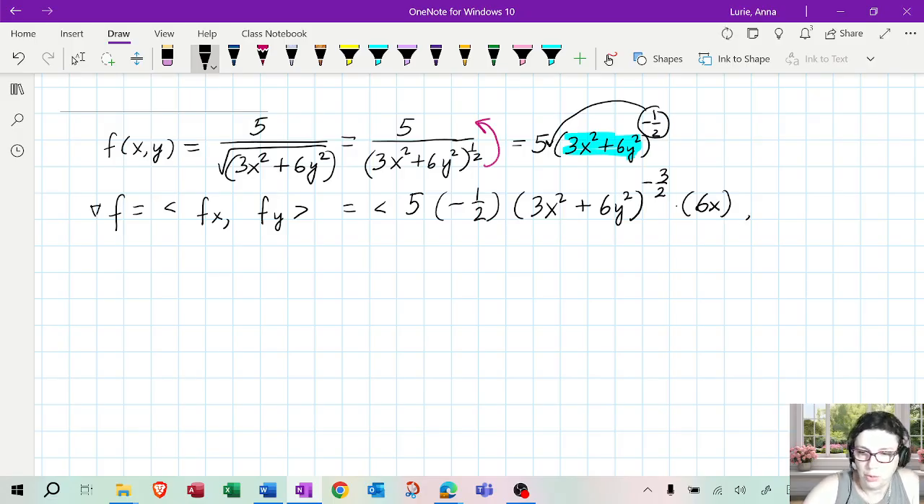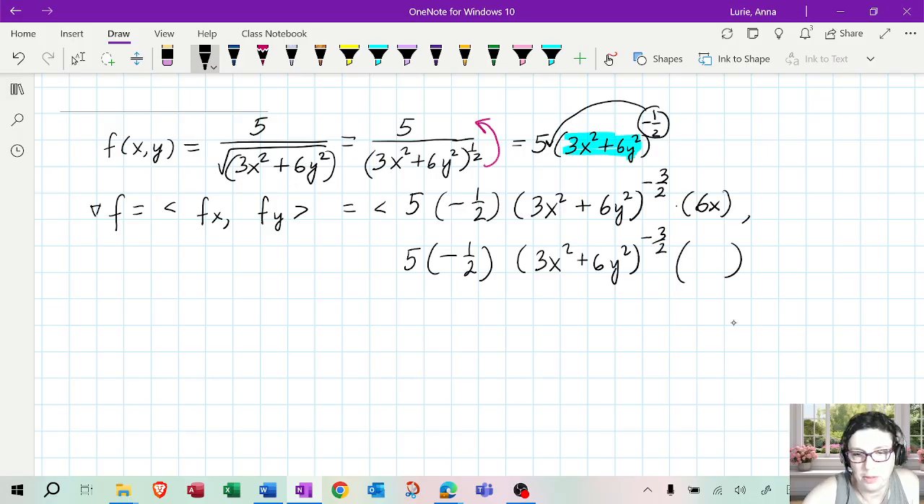In a second, I'm going to make it prettier, but let's also do the derivative with respect to y. Again, we're going to have 3x squared plus 6y squared. Everything is going to be the same. But this time, we're going to multiply by the derivative of the inside with respect to y. So the first term will drop out and it becomes 0. The second term will become 12y.